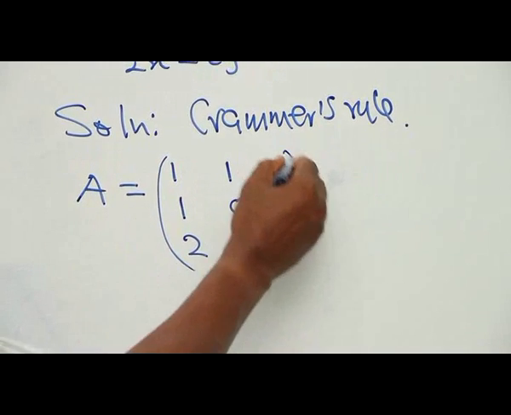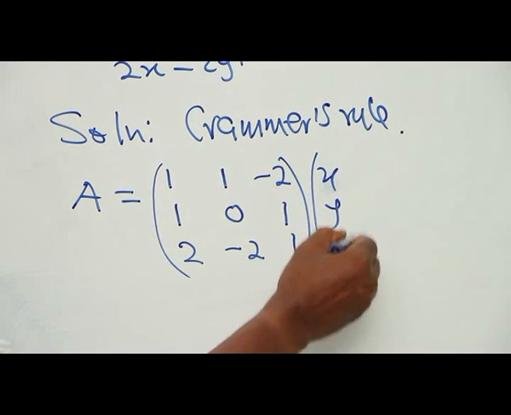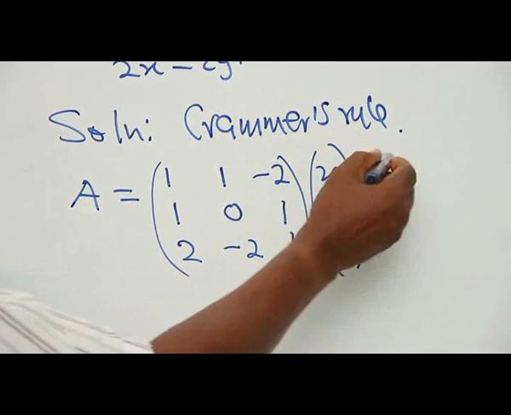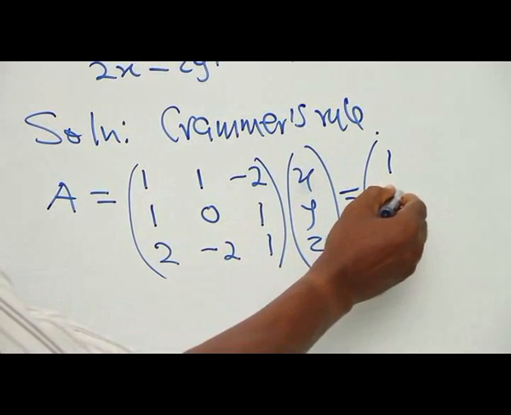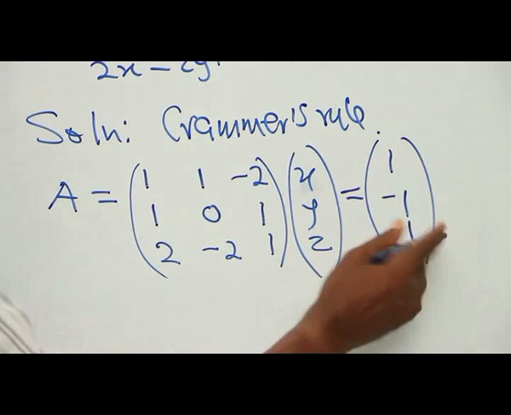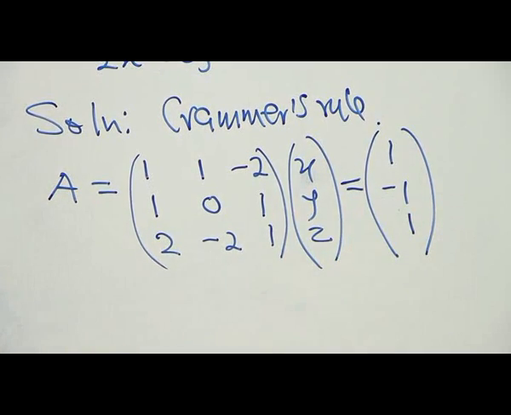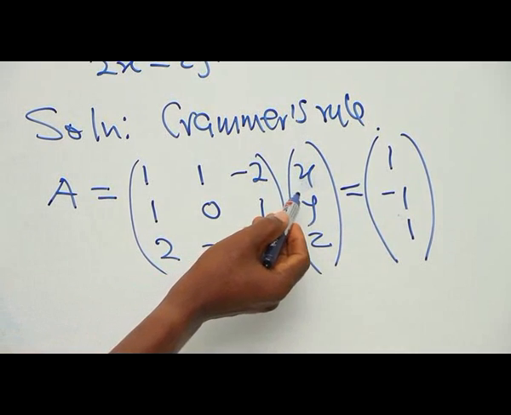This matrix formation, and then the variables S, Y, and Z accordingly, and this is equal to the result we have: 1, minus 1, and 1. This is what we have. Now, we have put it in the matrix form. We are interested in looking for the value of only S.